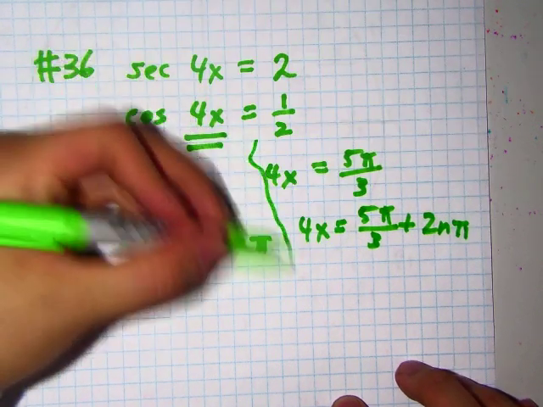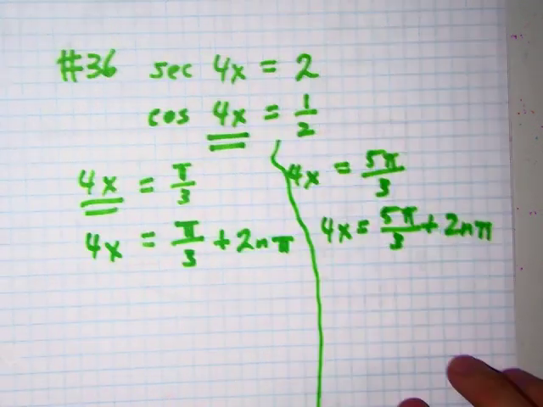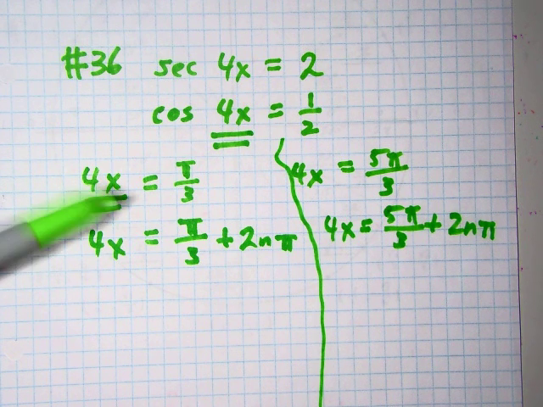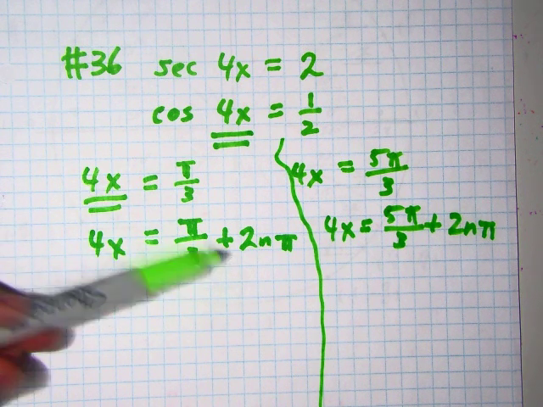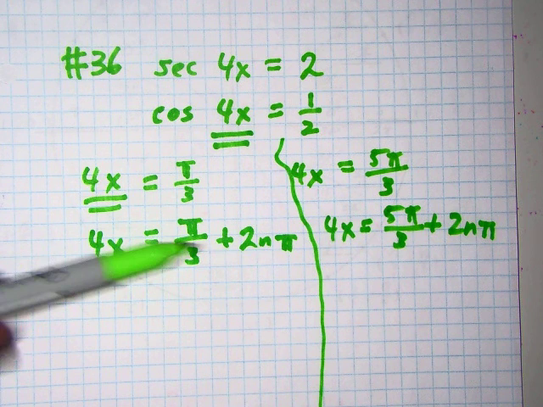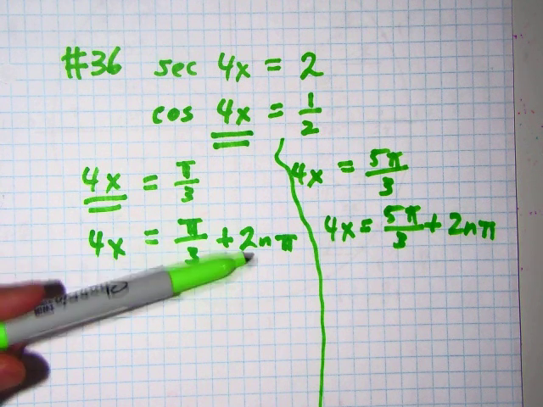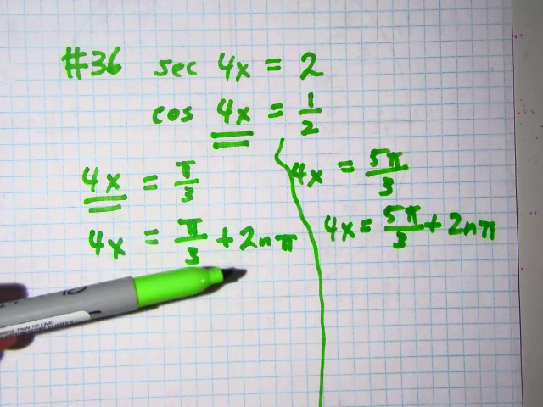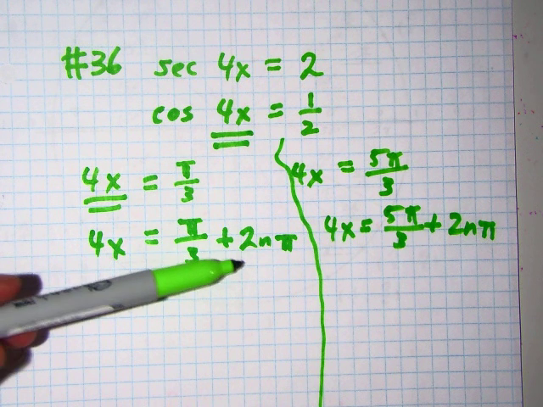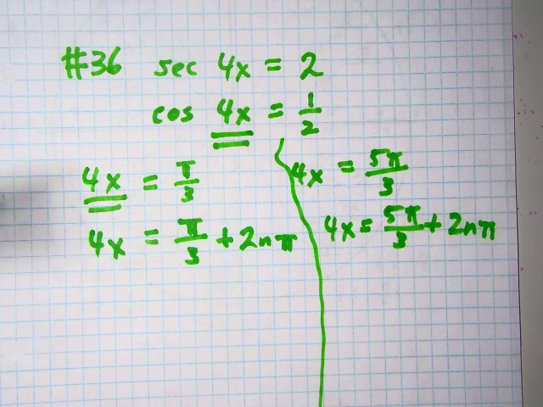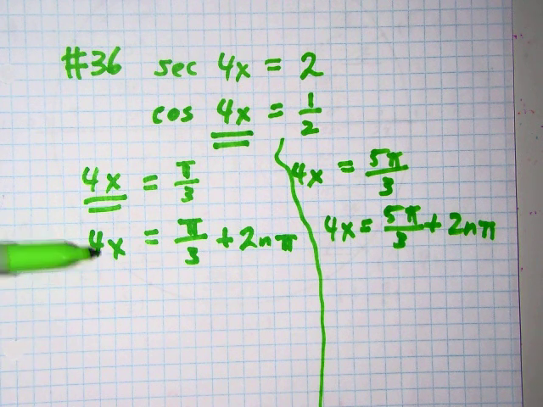So again, this is just the same kind of equation, but now instead of saying x equals this, we're saying 4x equals this. Again, we have the 2 pi because the period is normally 2 pi, and we would have pi over 3 and 5 pi over 3. Okay, but now we want to solve for x. So what we're going to do is we have a 4x. We're going to divide everything by 4.